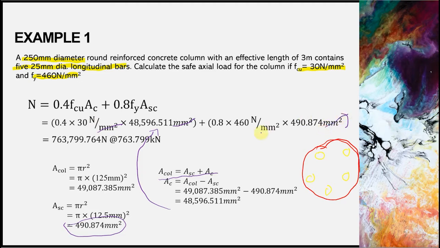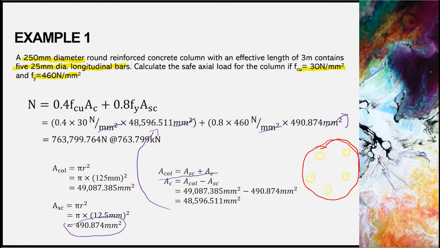So bila kat sini pun sama je Newton. So bila Newton plus dengan Newton, Newton lah. Okay, jadi Newton. Okay, kita convert dia dalam kilonewton, because normally bila kita kira loading, kita akan pakai kilonewton, kita tak pakai Newton as the formula. Tapi kalau you letak dalam Newton pun tak salah, provided that the question asks you to find this axial load lah. Okay, alright, we are done with example number 1.